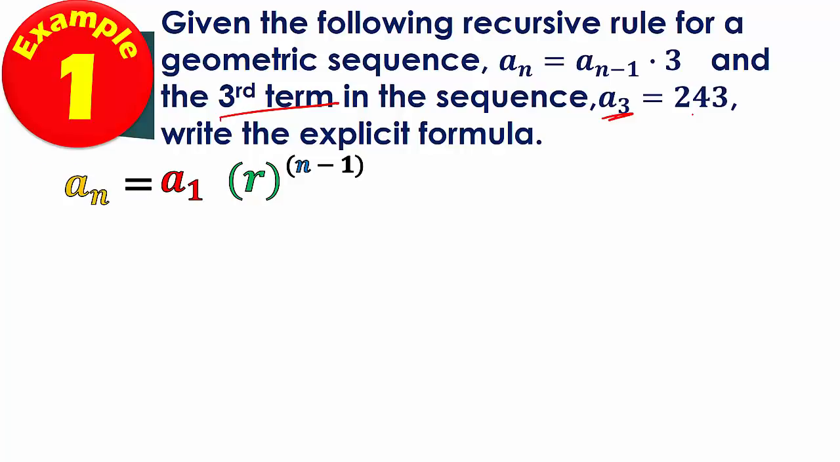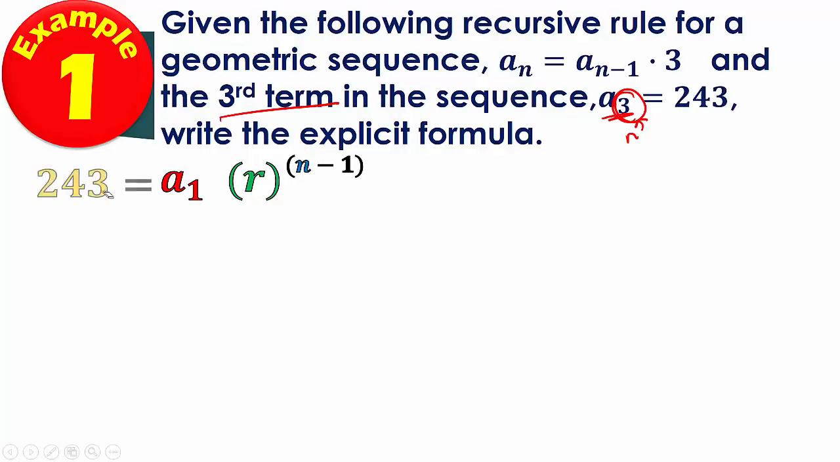So notice, let me go back here. We're basically saying this isn't going to be a sub n anymore. We're replacing n with 3, so that's going to change up there too. So this is our third term. This is our n right there. So we replace n with the 3, because it's a third term again.